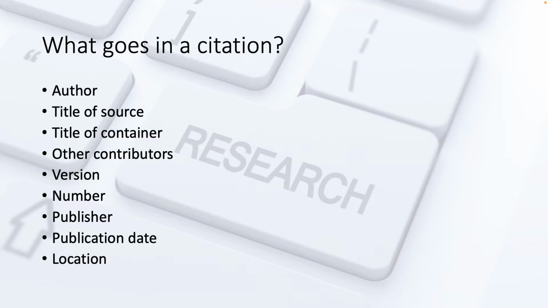Several items go into a citation, and I have a list here: the author, the title of the source, the container, other contributors, that means editors and things like that, version number, publisher, publication date, and location. Now, it's very important to know that not every single one of these items is in every single citation, and that does not mean that it's not credible. We're going to go over these one by one, and I'll show you some examples.